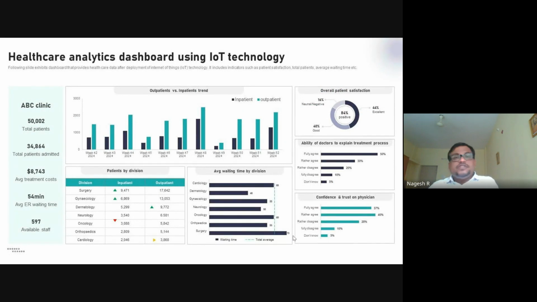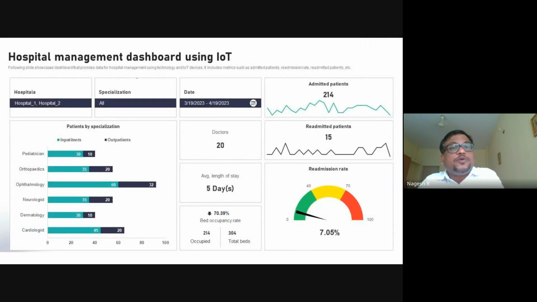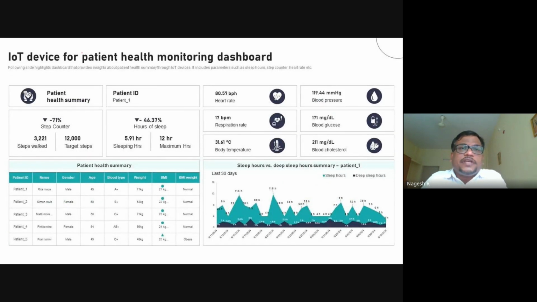These are examples of dashboards in software which are implemented. The complete IoT within the hospital will give information, and the hospital can have a dashboard like this, which provides healthcare data, deployment of Internet of Things, indicators, patient satisfaction, feedback, and all those things. This is another dashboard example wherein the hospital management can see how many patients have been admitted, the readmission rates, average length of stay, how many doctors there are, what kind of specialists there are, and what kind of cases are coming in.